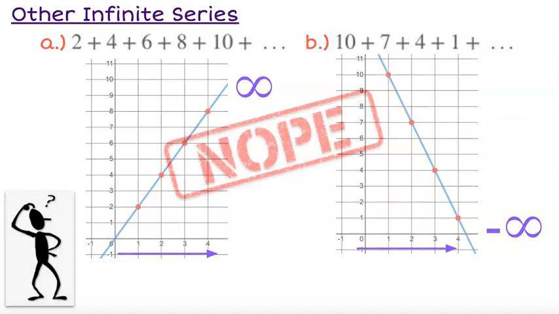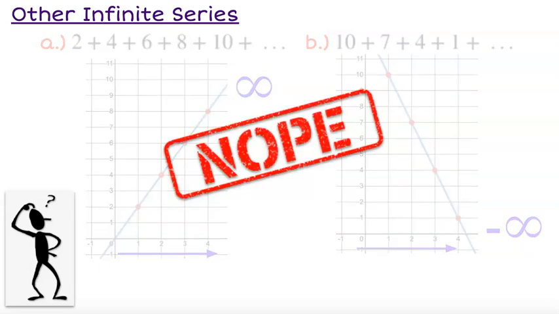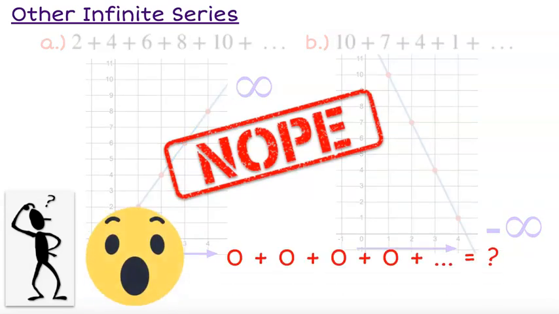But wait! What about the series 0 plus 0 plus 0 plus 0 and so on? Does that converge to 0? It seems obvious, but then again, what is 0 times infinity? Answering that will actually require a lot more background than we have right now, but it's an interesting idea to think about.